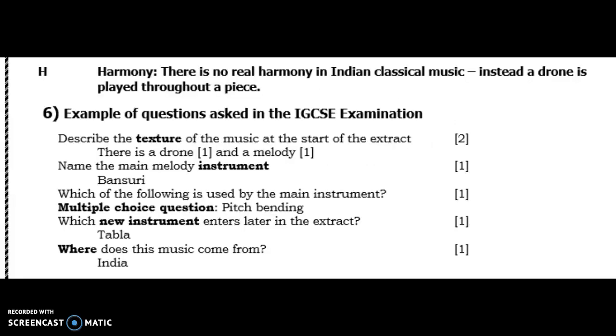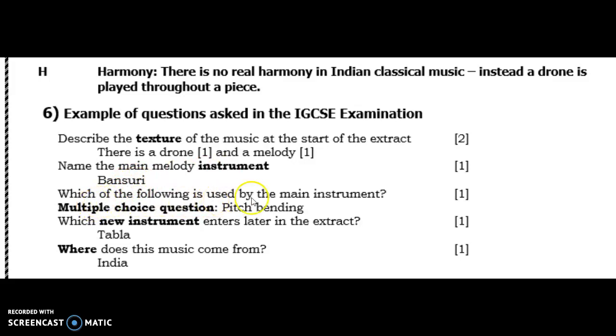And the H in Dr. Smith, the harmony: there's no real harmony in Indian classical music. Instead, a drone is played throughout the piece. Now, I've looked at previous question papers, and I found that they usually ask about the texture of the music. So the texture, in this case, was the start of the extract. In the example that they played, they had a melody and a drone. So that's texture. And then they had to identify the instrument, and the instrument that played there was the bansuri.